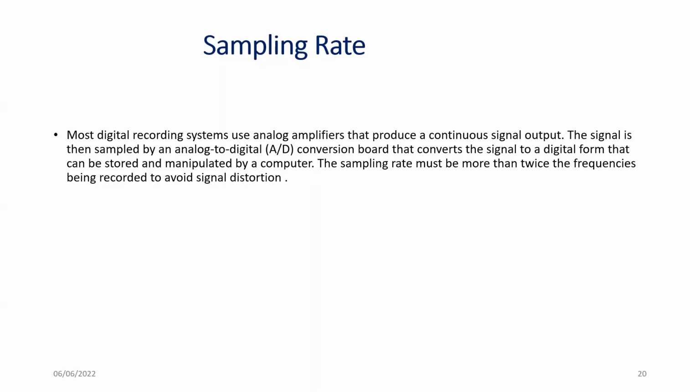Similarly, what is sampling rate? Sometimes they will talk about sampling rate. So what is sampling rate basically? All the systems today are digital recording systems. So what they do is take the analog input from the body, amplify it, and give the output to the computer. So we need to sample the waveforms and put these waveforms clearly into the PC.